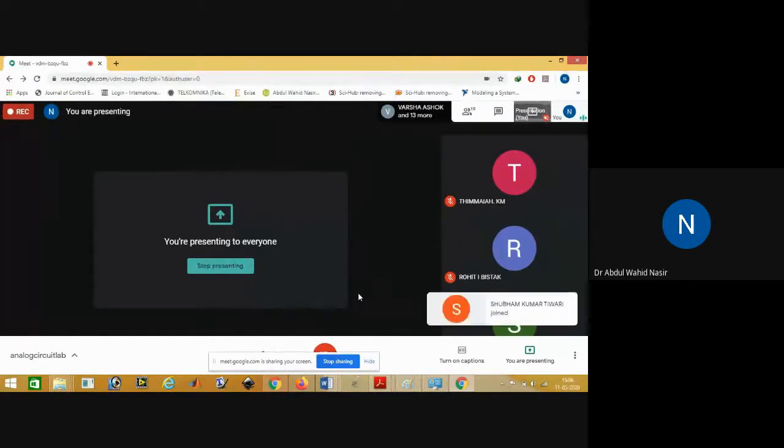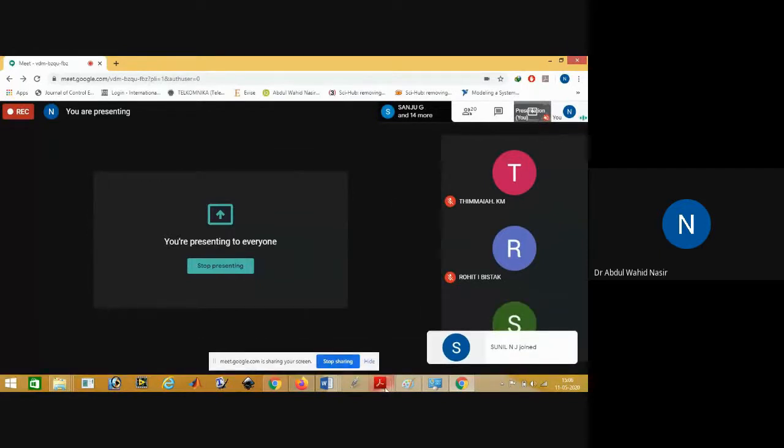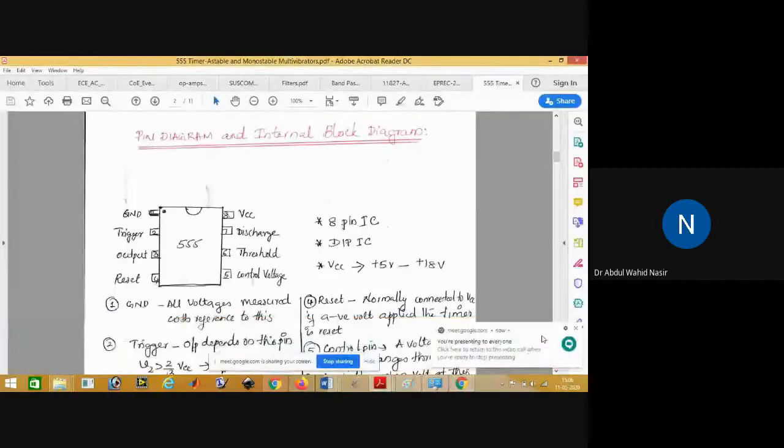So today in this class of analog circuits laboratory, we will simulate an astable multivibrator using a 555 timer. We have very recently seen what a 555 timer is and what its application is. As per our syllabus, we have to study the application of the 555 timer in an astable multivibrator and monostable multivibrator. So today we will try to simulate or realize an astable multivibrator using Multisim.